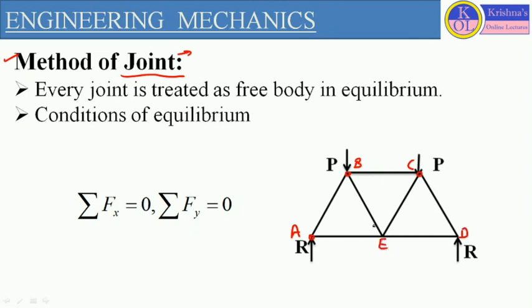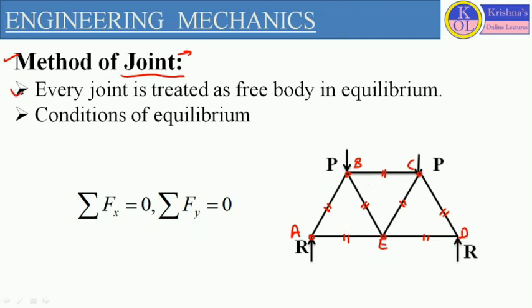So here we have 5 joints A, B, C, D, E, and the members we have are AB, BC, CD, ED, CE, BE, and AE. So these are the members, and the joints we have are A, B, C, D, and E. So 5 joints we have. As per the method of joints, we have to concentrate on each and every joint of the truss.